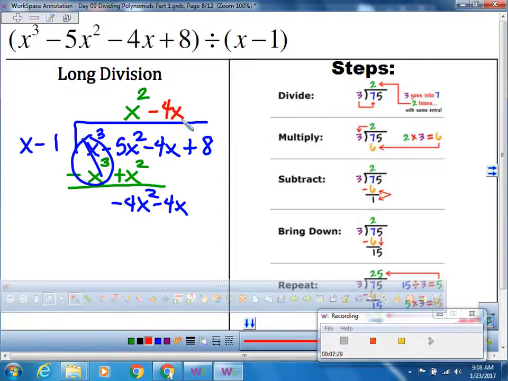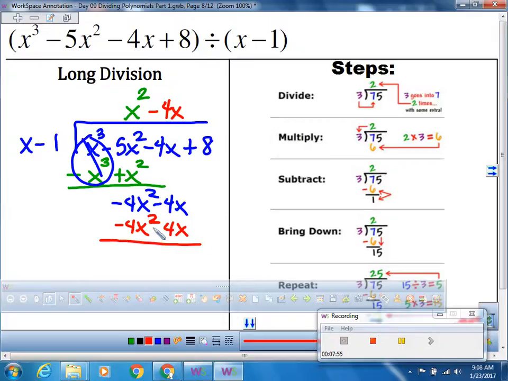Because negative 4x times x is negative 4x squared. Just like a multiplication chart. What times what makes this? So negative 4x, I'm going to go my 1st place first. Negative 4x times negative 1 is positive 4x. Negative 4x times x is negative 4x squared.